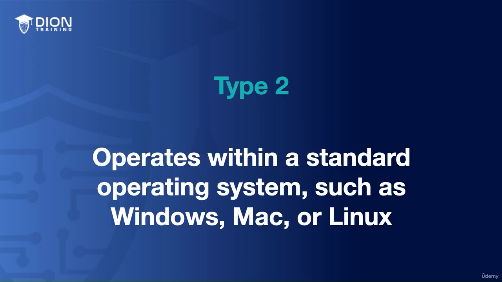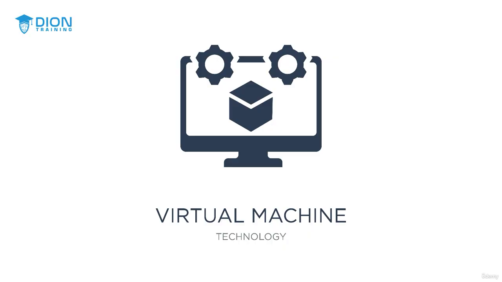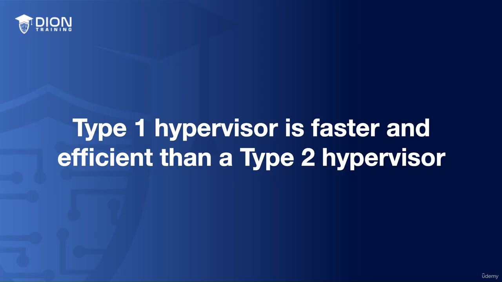On the other hand, a Type 2 hypervisor operates within a standard operating system, such as Windows, Mac, or Linux. An example of this can be seen in the next lesson, where Windows 10 will be installed as an emulated desktop computer inside a virtual machine run by VirtualBox software on a Mac OS X desktop. This demonstrates the versatility of Type 2 hypervisors like VirtualBox and VMware, which allow for the operation of different systems within another. However, it's important to note that a Type 1 or bare metal hypervisor is generally faster and more efficient than a Type 2 or hosted hypervisor.